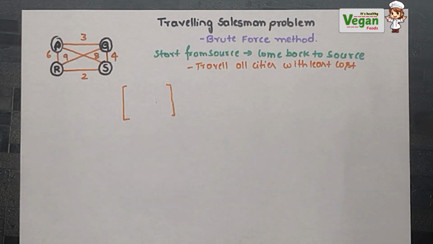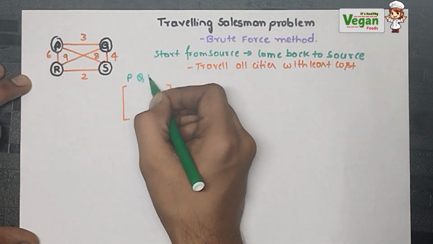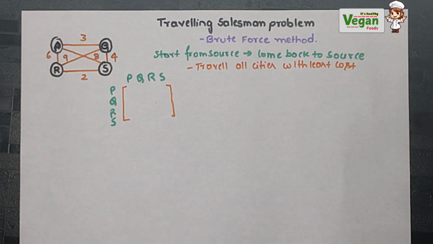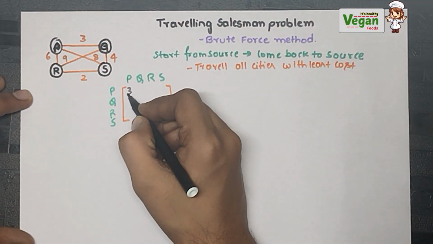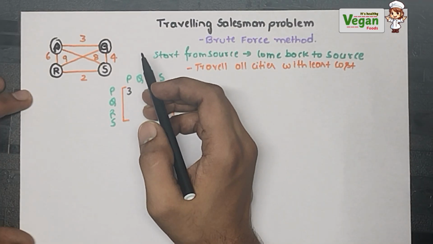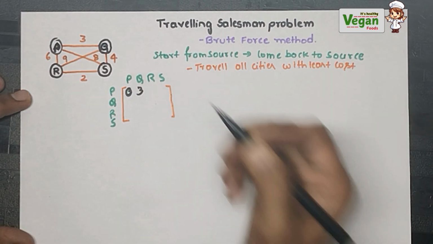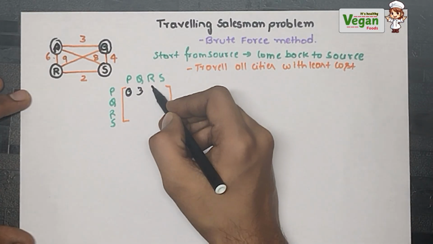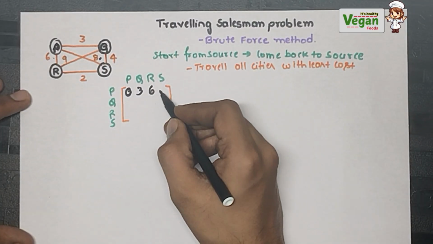What are the vertices or the nodes here? P, Q, R, S, along both rows and columns. Now, from P to Q, what is the cost? From P to Q, it is 3. From P to P, there is no self loop, so you write 0. Next, P to R, it is 6. P to S, it is 8.